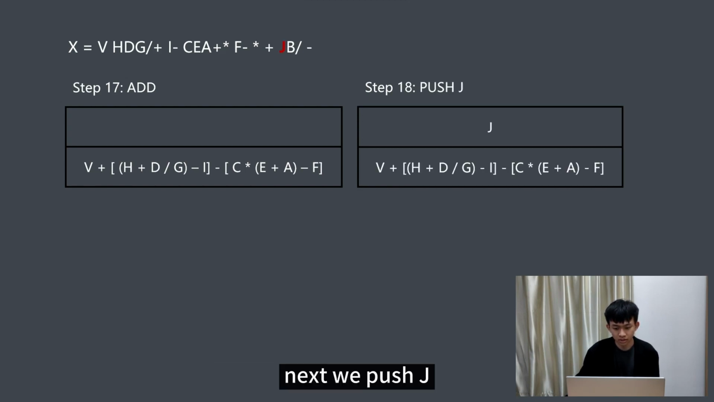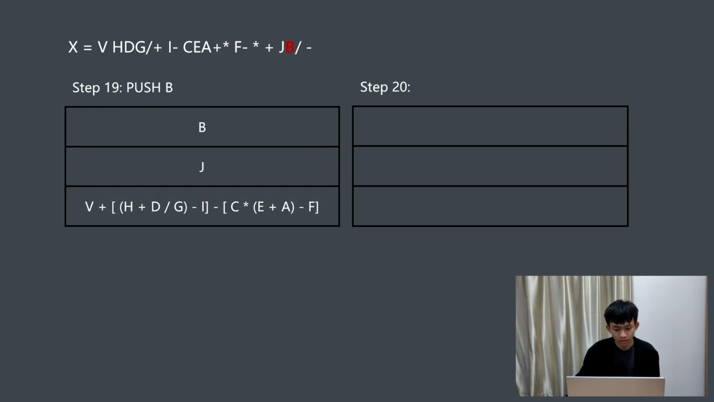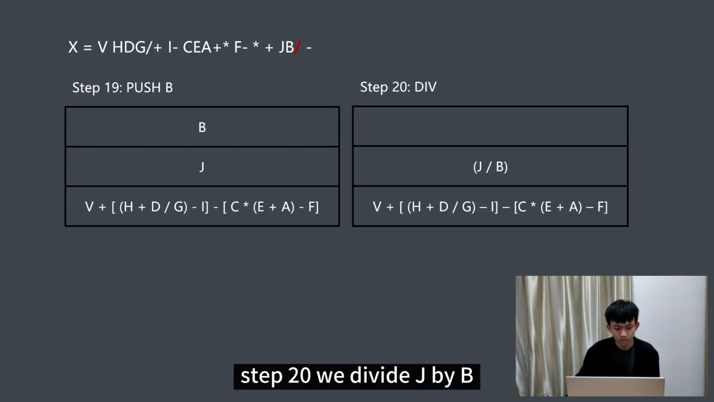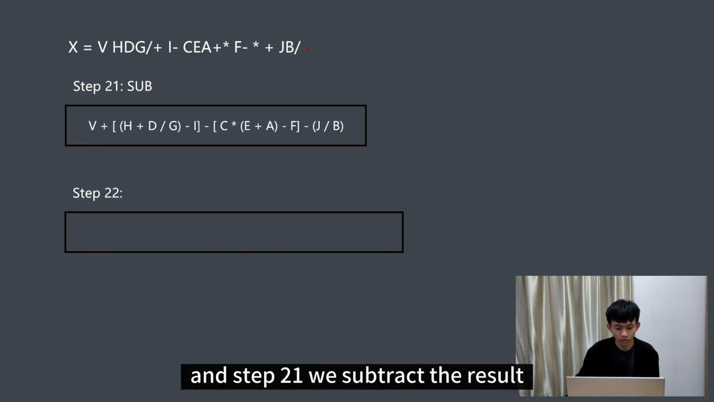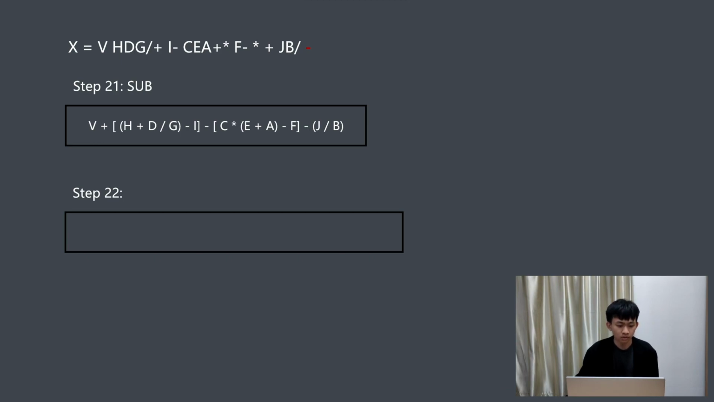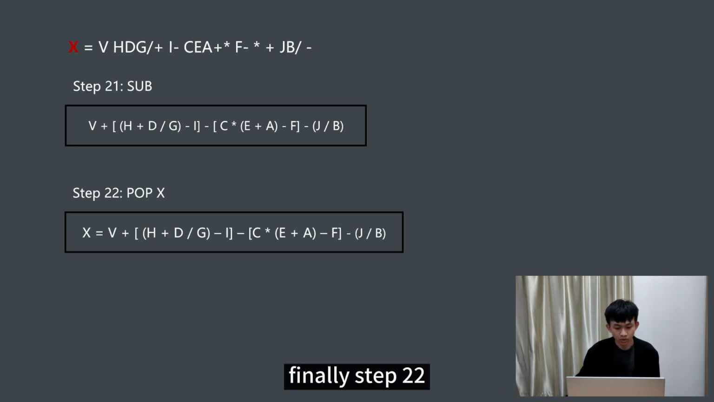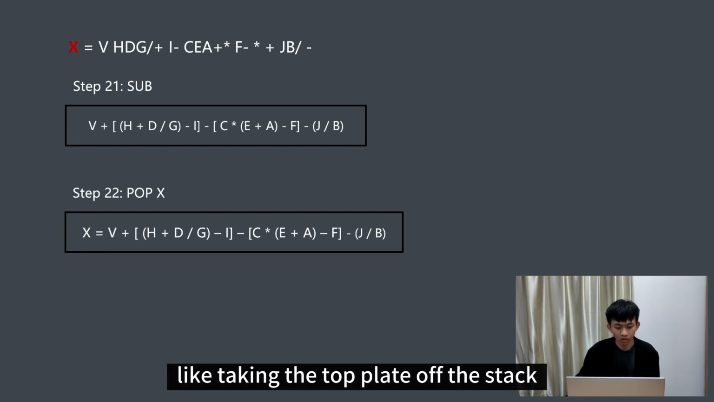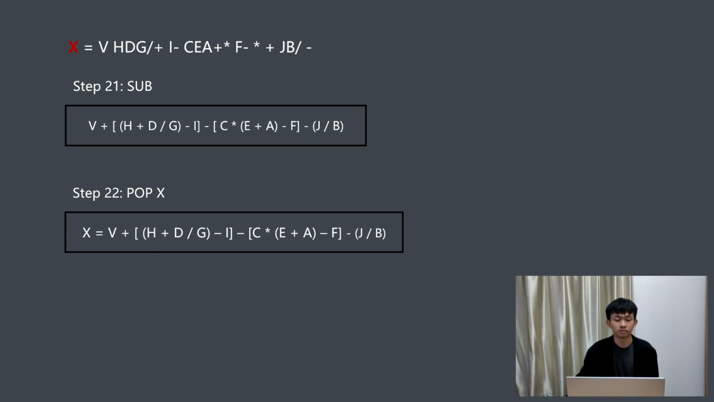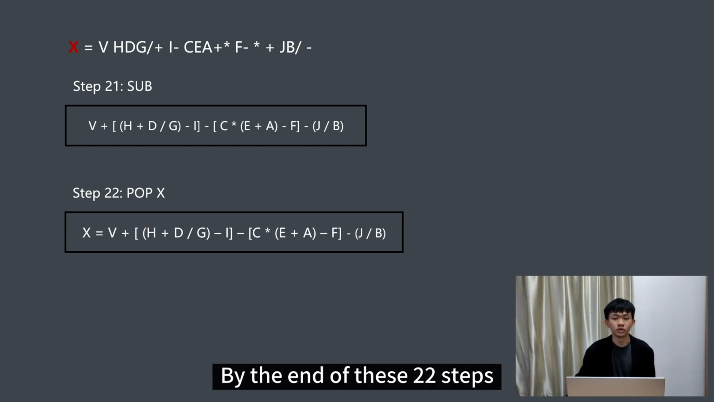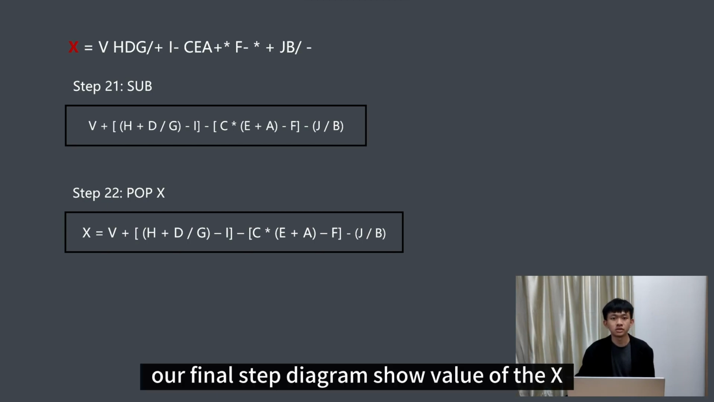Next, we push J. And step 19, we push B. Step 20, we divide J by B. And step 21, we subtract the result from our current top of stack. Finally, step 22, we pop the result into X, like taking the top flag off the stack and giving it to X. By the end of these 22 steps, our final stack diagram shows the value of X based on our postfix expression evaluation.